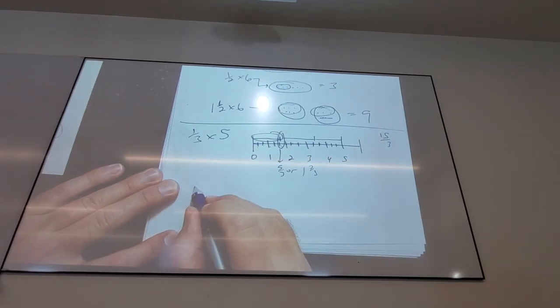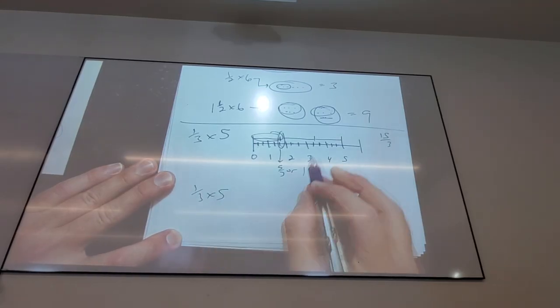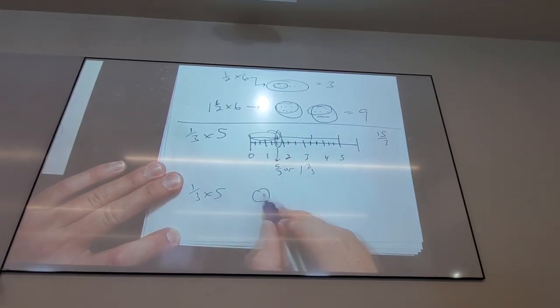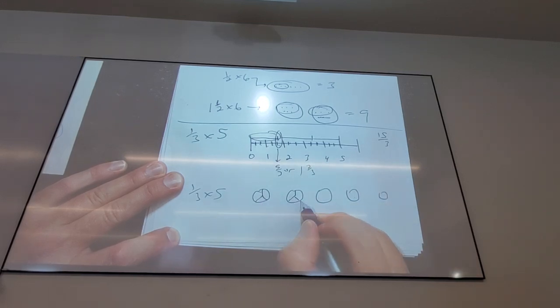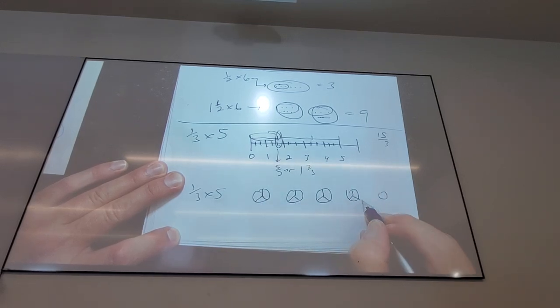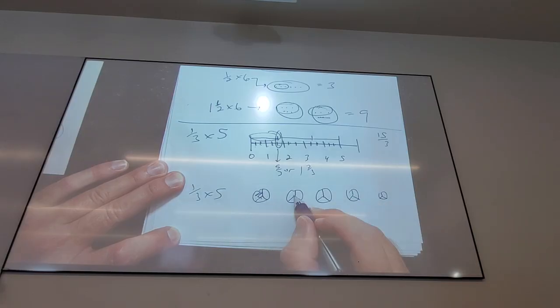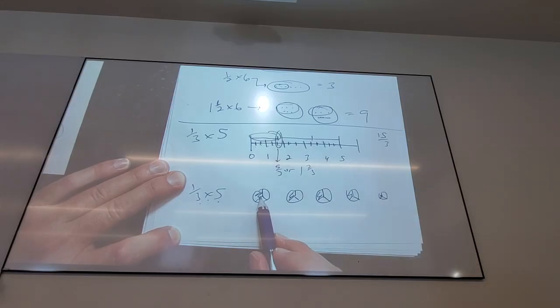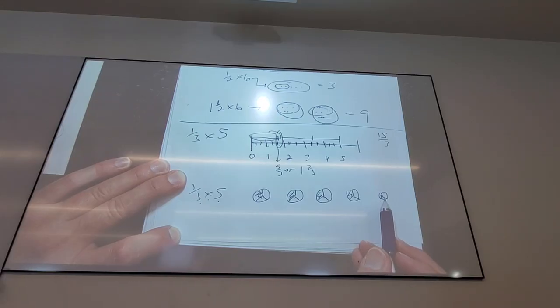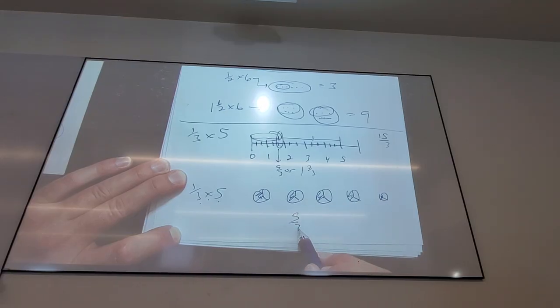Another way to do, a slightly different way to do the exact same thing I just did. If I have 5 objects, and I break each of them down into thirds, and I take 1/3 of each piece. 1/3 of 5 pieces. What have I just shaded in? How many thirds have I shaded in? 5, so it's 5/3. Okay.